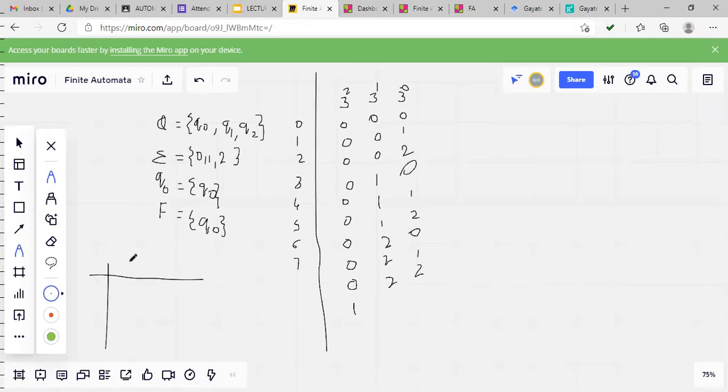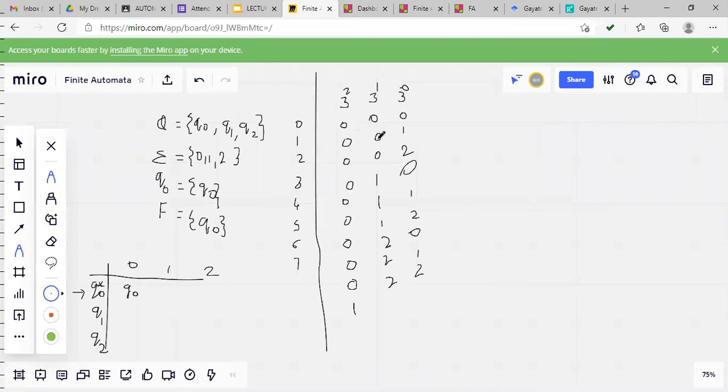Input, we know it is 0, 1, 2. States are Q0, Q1, Q2. Mark the start state, mark the final state. Start Q0 on 0: 00, which means 0. 0 when divided by 3, what's the answer? What should I write here? Q0. Yes, Tejas. Right.